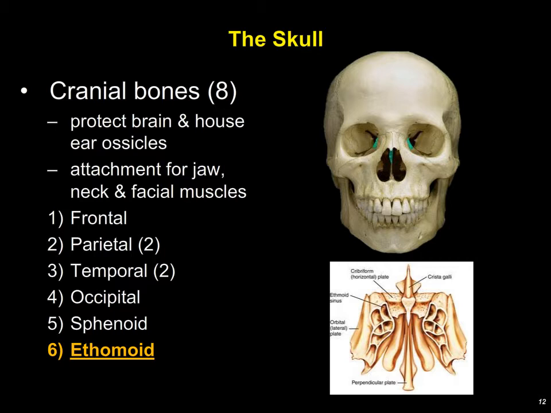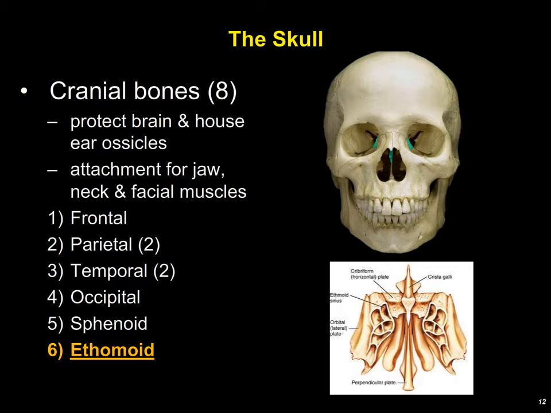Now, other important features of the ethmoid bone include the middle and superior nasal conchae. These are also called the turbinate bones, and the function of these bones is to create turbulence in the inhaled air as it comes in the nose, and because they're covered with mucosal epithelium, this turbulence helps to trap particulate matter in the mucosae, and it also helps to warm and moisten the air as it's inhaled.